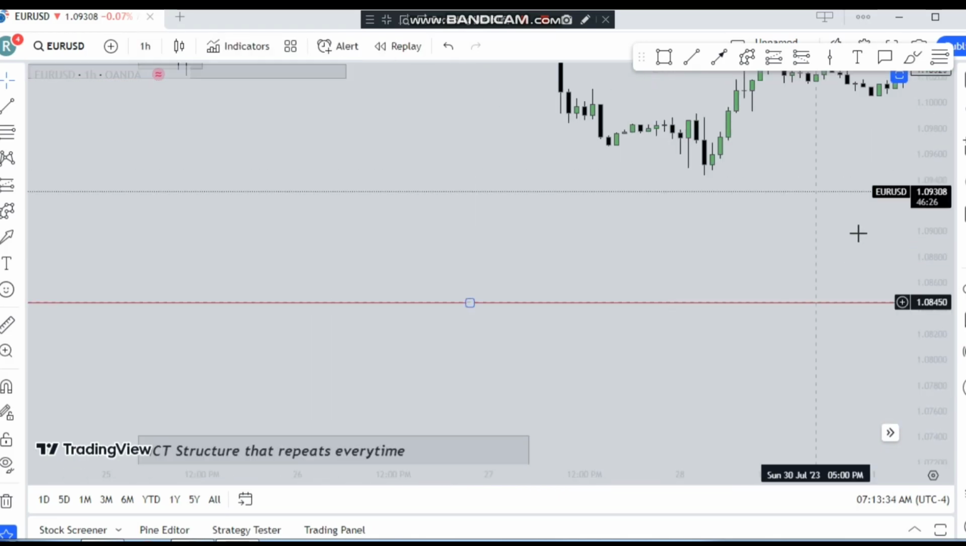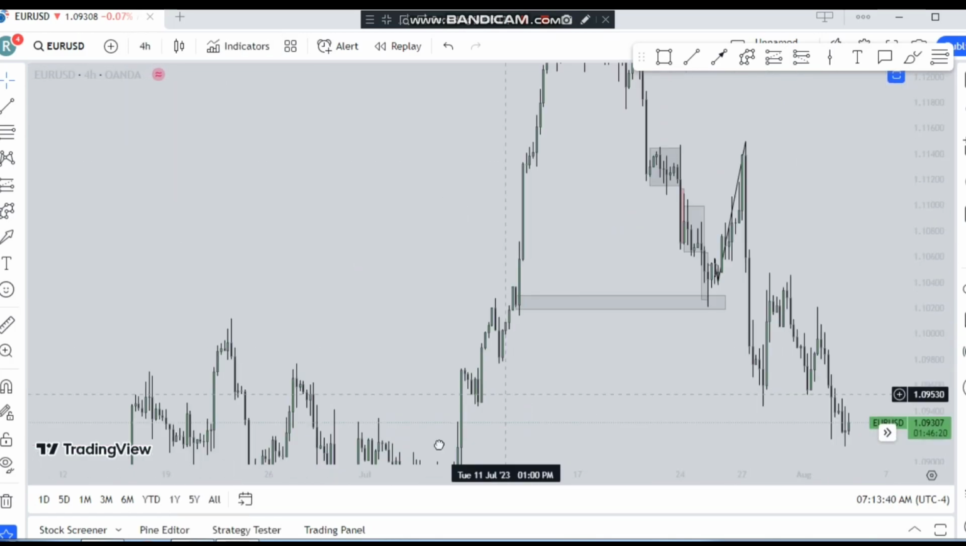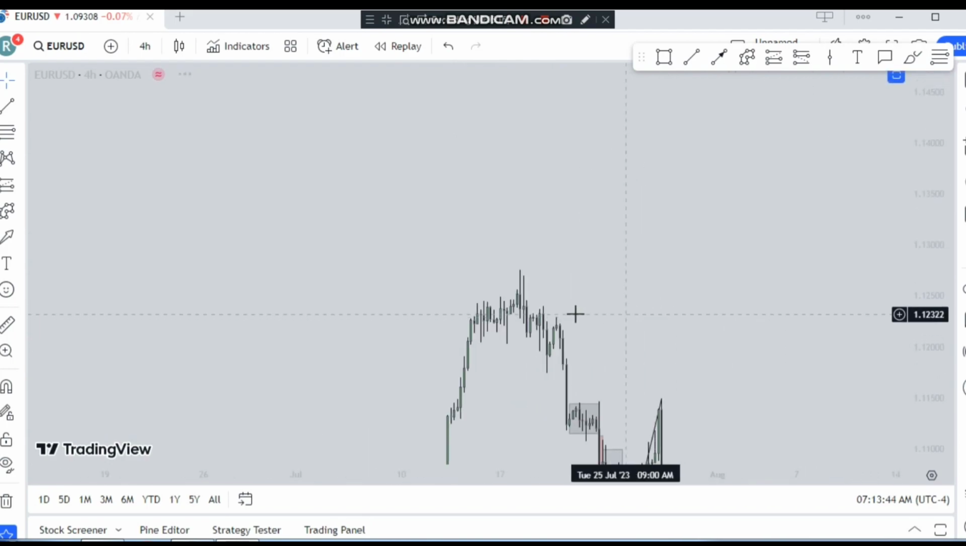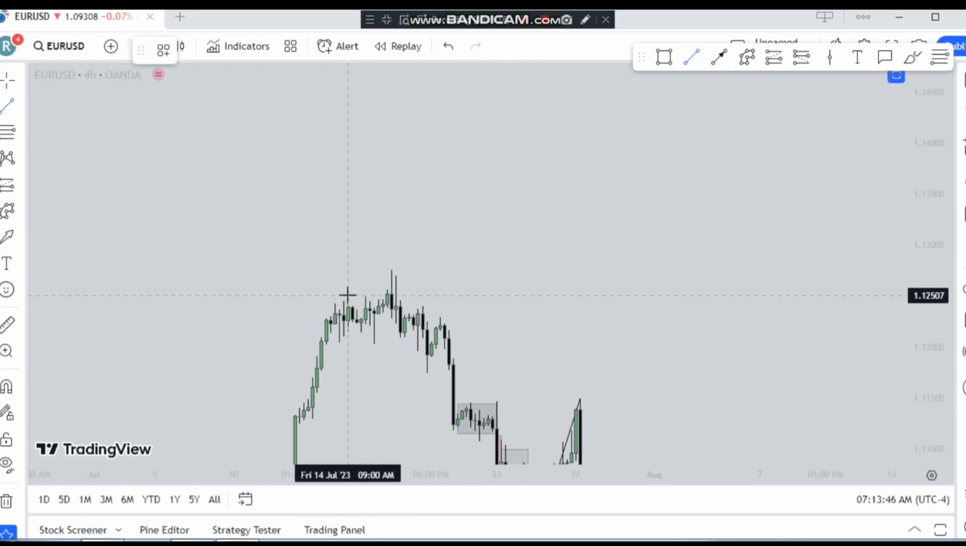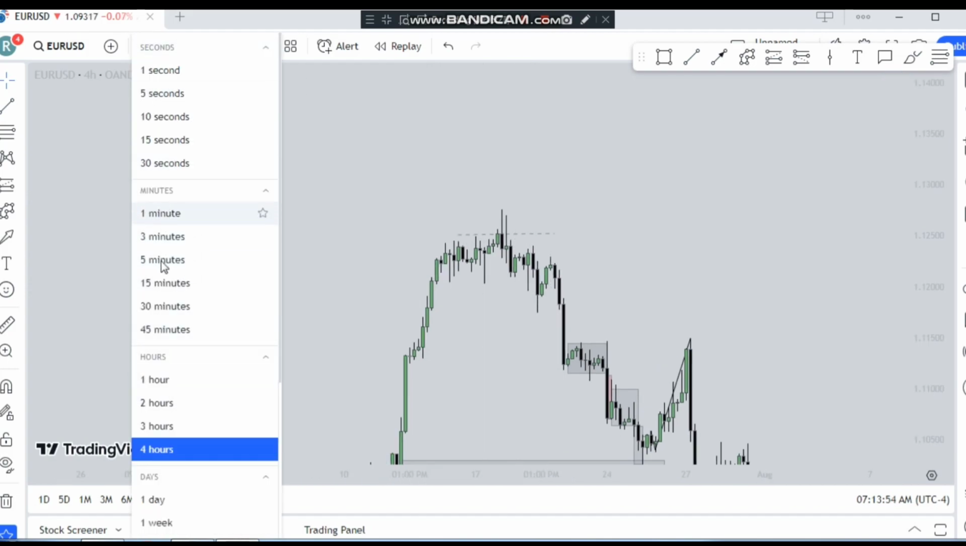So now I will show you the structure on the chart. Let me show you this on the 4-hour on the euro. You can see that it swept the 4-hour swing high. So you got the structure, the first step happened. Now what you do is you shift to 15 minutes. Let me shift to 15 minutes.